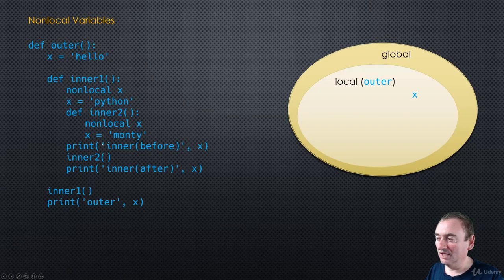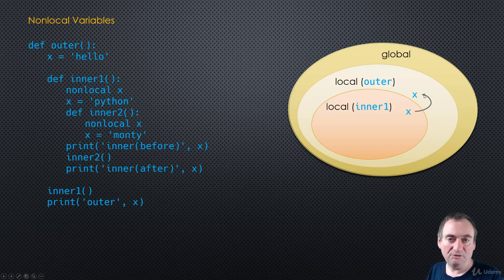Next, when we're going to call inner1, we're going to have a scope for inner1. What's going to be in that scope? Well, there's an x in there, but x was declared non-local. So yes, there's an x here, but it's actually pointing to the one in the outer function, okay? Because we said it was non-local. Now we also define inner2. Now inner2 also has a non-local x. So the scope for inner2 exists and it has an x in it.